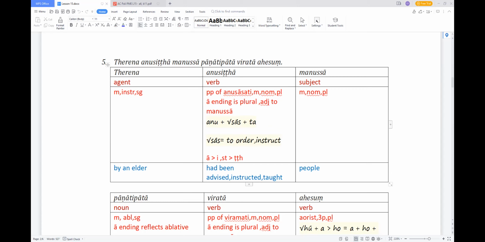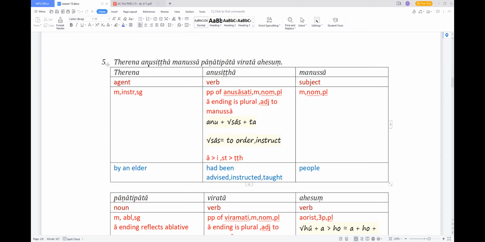The root from the dictionary is Anu plus Sas plus Ta. Sas means to order or instruct, and then the long A becomes E somehow. And the ST, because the same ST always changes to TTH, that's how you get Anusita. Anusita means having advised or instructed or taught.